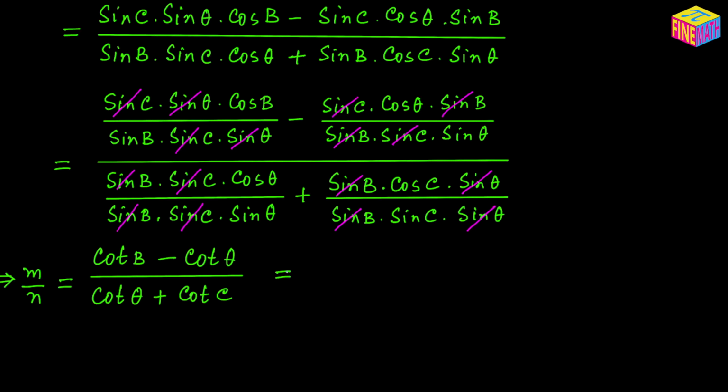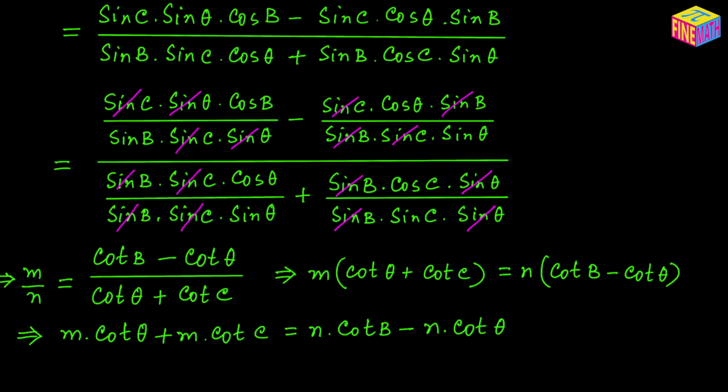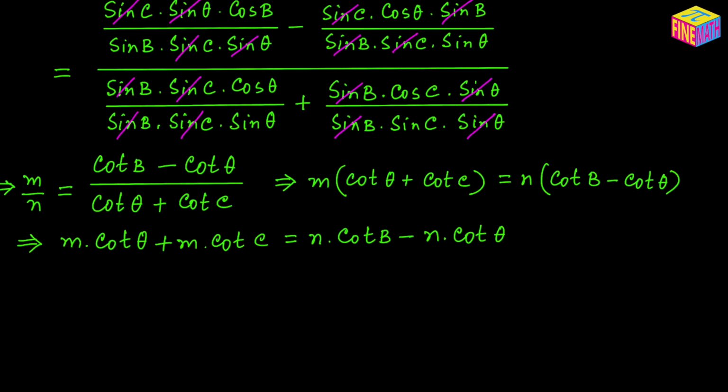So from here if we cross multiply, then we can say M times cotangent of theta plus cotangent of C is equal to N times cotangent of B minus cotangent of theta. And let's remove the parenthesis. So on the left hand side we are going to get M times cotangent of theta plus M times cotangent of C, and on the right hand side we are going to get N times cotangent of B minus N times cotangent of theta. And now I am going to bring the cotangent of theta terms to the left hand side. So we can say M times cotangent of theta plus N times cotangent of theta is equal to N times cotangent of B minus M times cotangent of C.